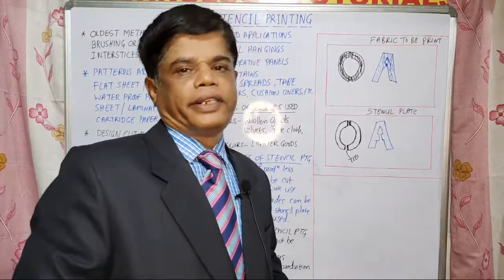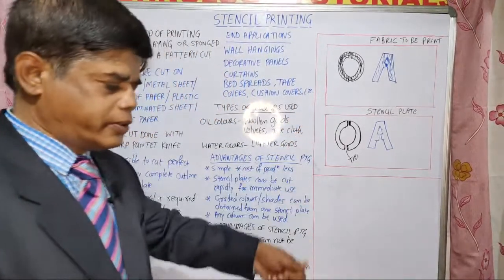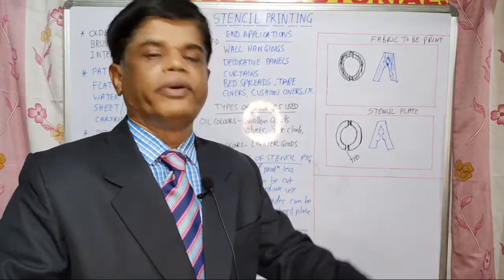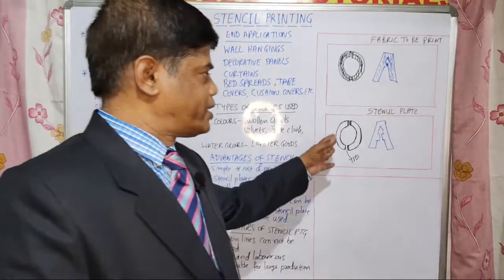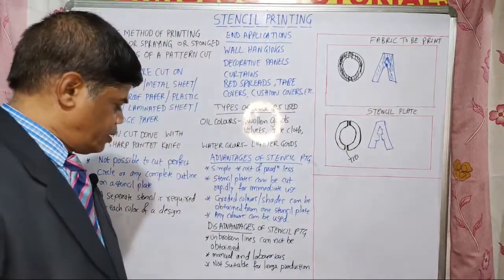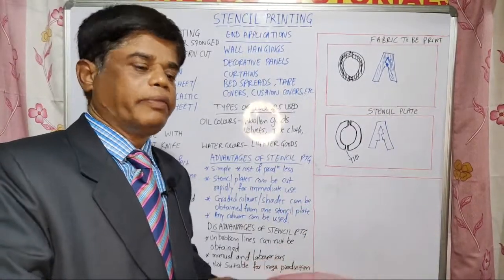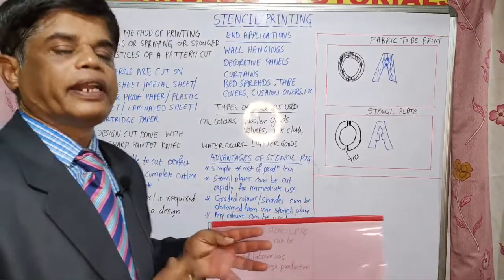Blocks are printed, right? But in this case also, we have to hold the sheet one by one. There is a chance, if this stencil plate is made of metal, copper or any thin metal, that the color will spread.